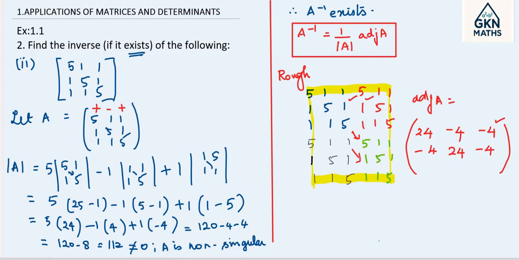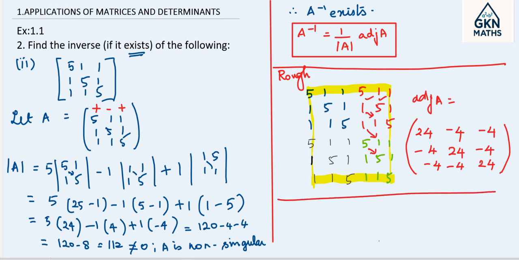Last step, we take the last 2 columns. 1 into 1 gives us 1 minus 5, which is equal to minus 4. Again 1 minus 5 gives us minus 4. 25 minus 1 gives us 24. So this is the adjoint of A. We have written it in the rough work.